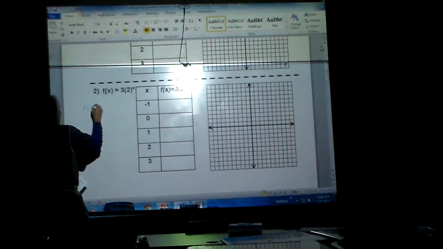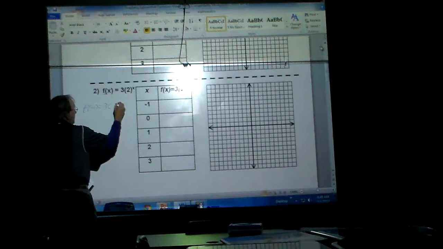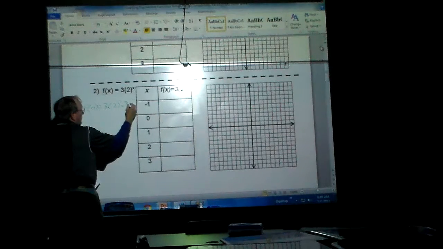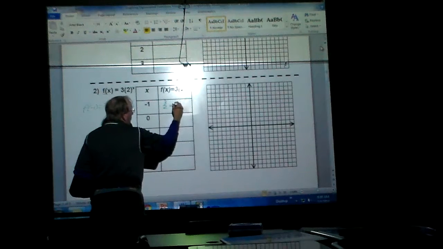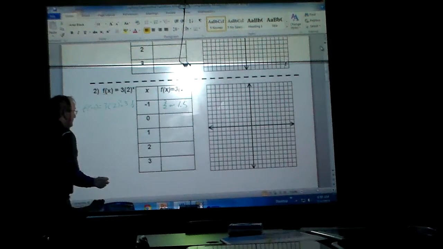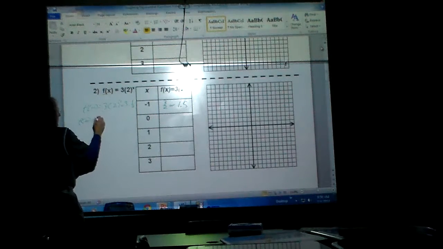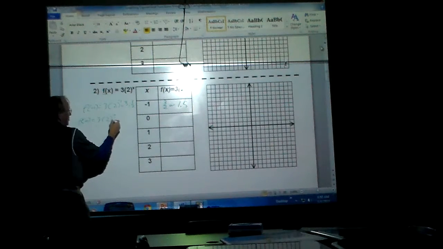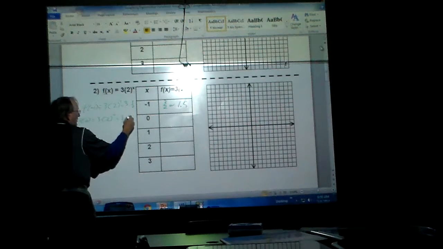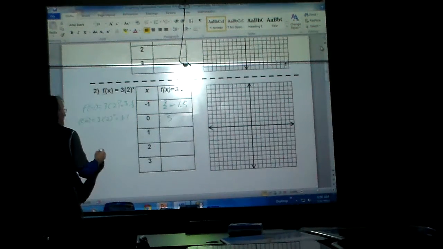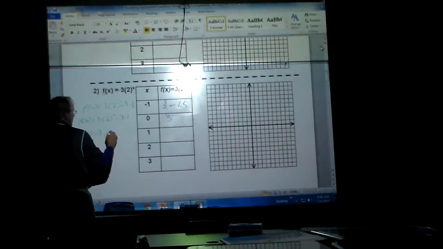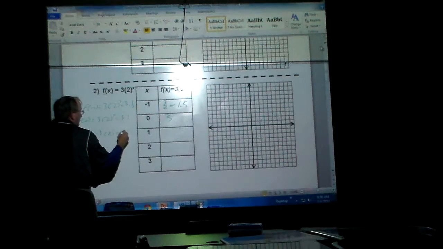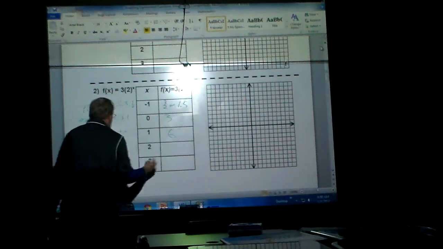But first off, if I have f of -1, it'll be 3 times 2 to the -1 power. Well, that -1 is the same thing as 3 times 1/2, which will make it 3/2, or we could call it 1.5. f of 0 will be 3 times 2 to the 0 power. And anything to the 0 power is 1. 3 times 1 is 3. Then we have f of 1, which will be 3 times 2 to the first power, which is the same thing as 3 times 2, which is 6.